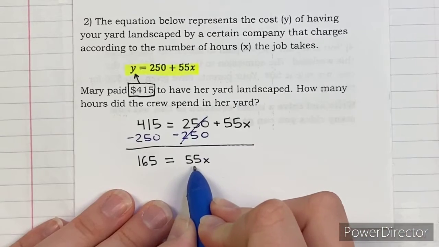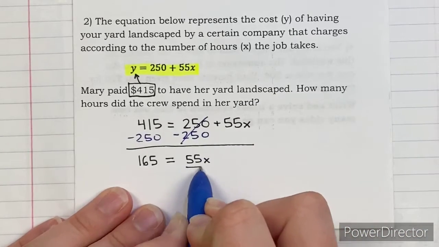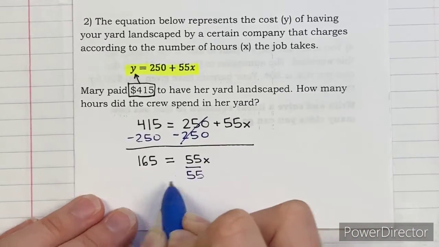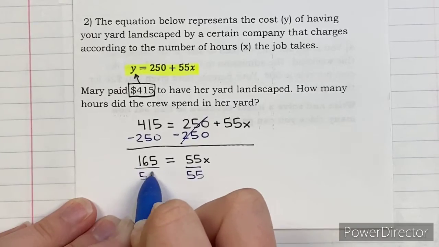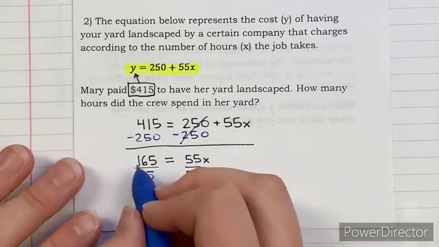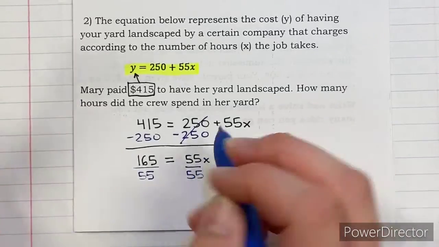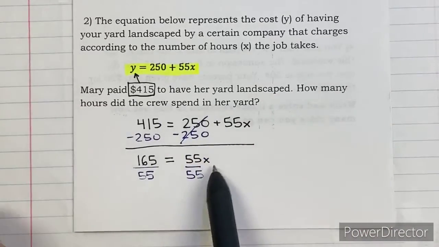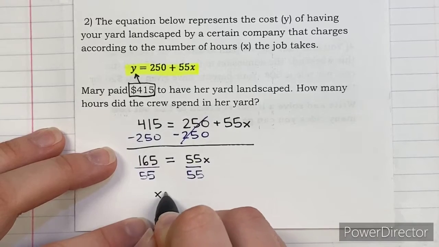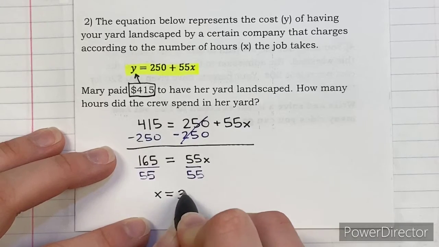Now I have to get rid of this 55x, so I need to divide in order to get rid of it. Okay, these 55s are going to go away, and I'm going to flip it again because x is on this side. We're going to get x is equal to 3.